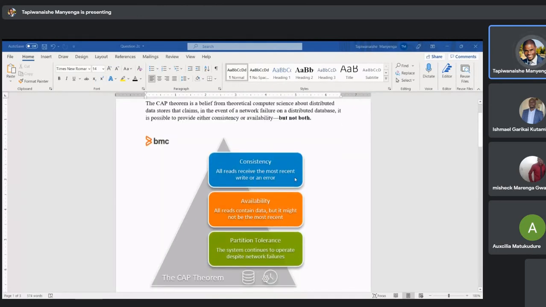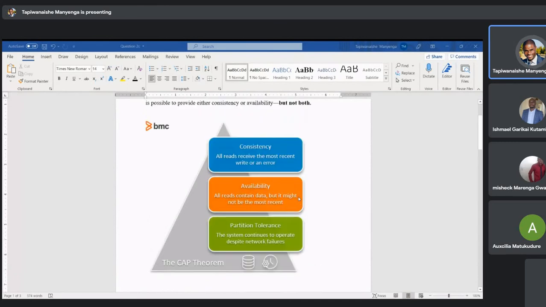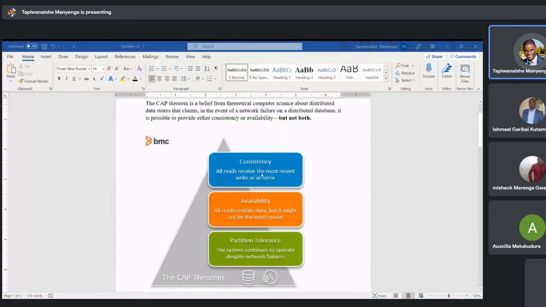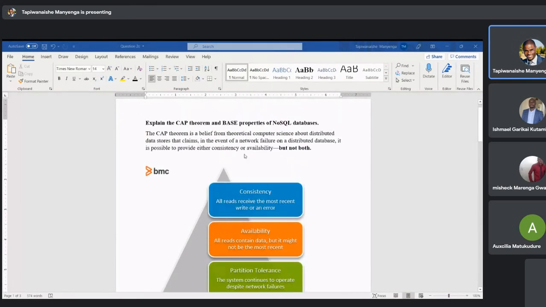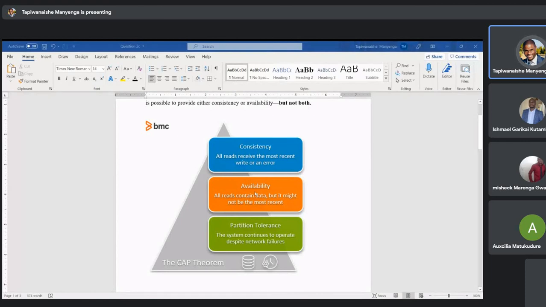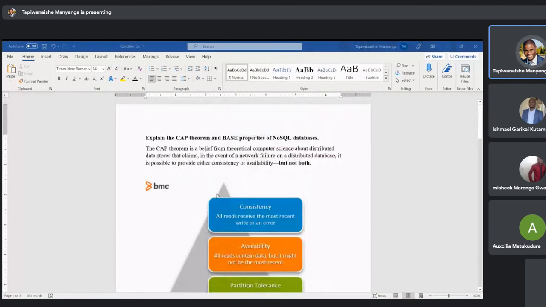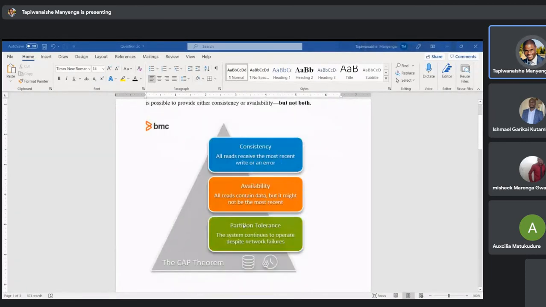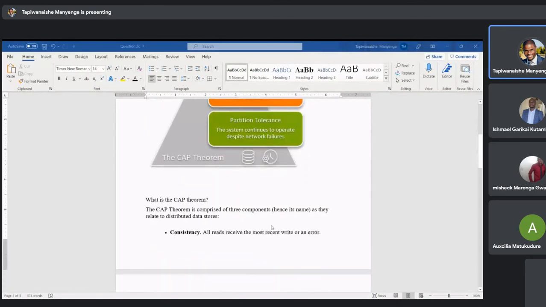So let's say network failure on a distributed database or in our NoSQL database. Consistency or availability are actually guaranteed, but not both. You can't have both C and A. So CAP is for consistency, availability, then partition tolerance.